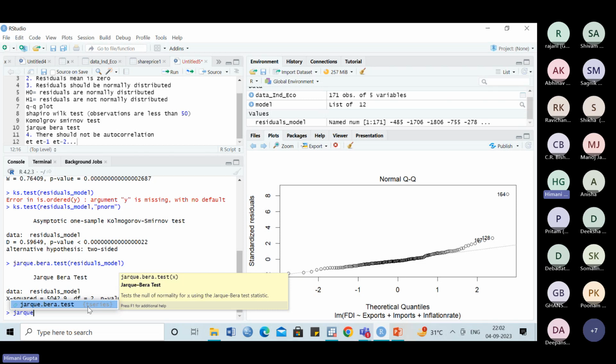If you have downloaded the package, it means the package is already installed in R, but if you have not run library, it will not show. I told you each and every time you open R, you have to give the instruction to R that please open this book, I have to read this book. The Jarque-Bera test is part of the tseries package, so you have to load the library.